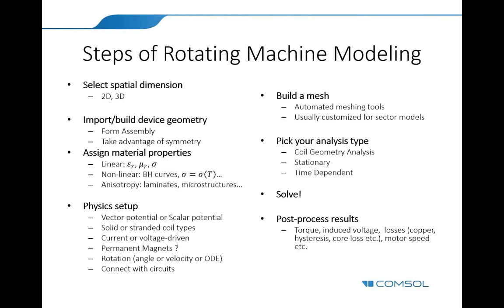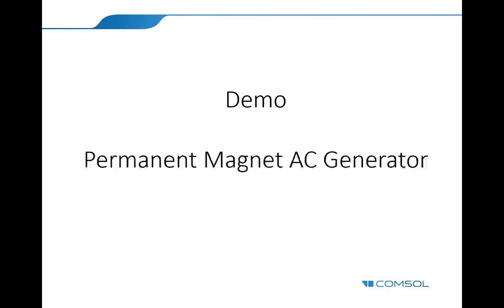There are some already predefined variables for post-processing. For example, you can post-process torque, induced voltage. Obviously, you can also calculate the losses, for example, copper losses, hysteresis losses, also core losses. And if you're modeling a motor, you want to know the speed of the motor as well. So things like that. So let's move on to the demo.